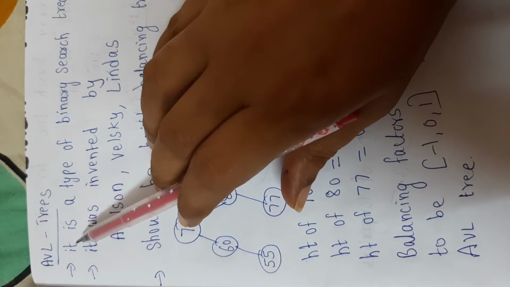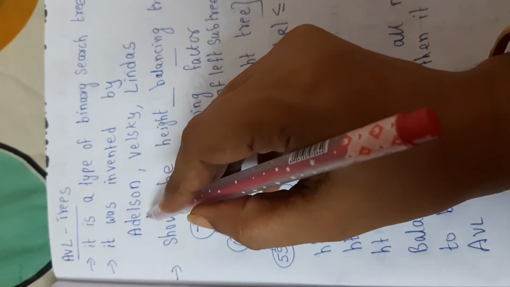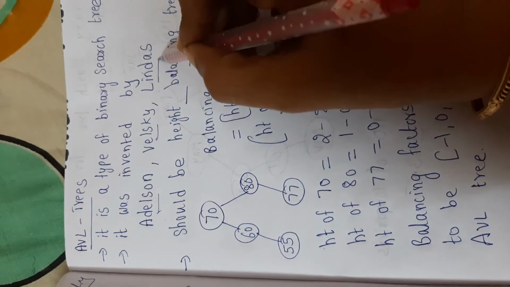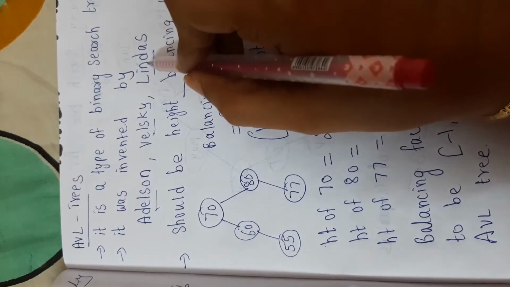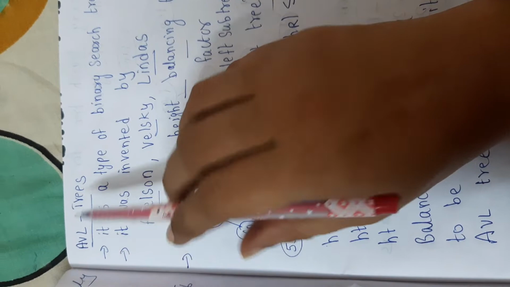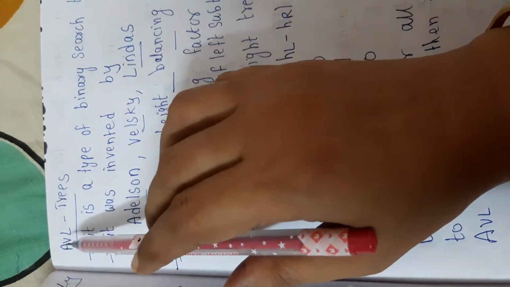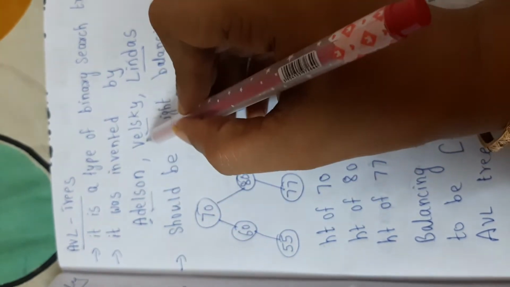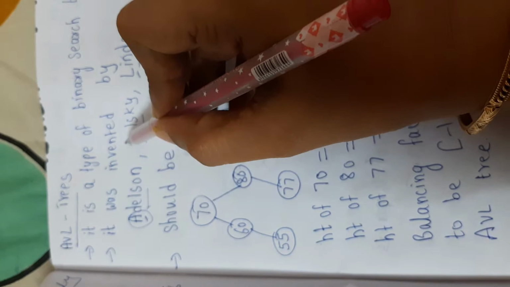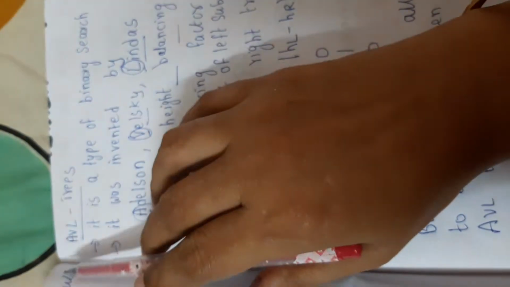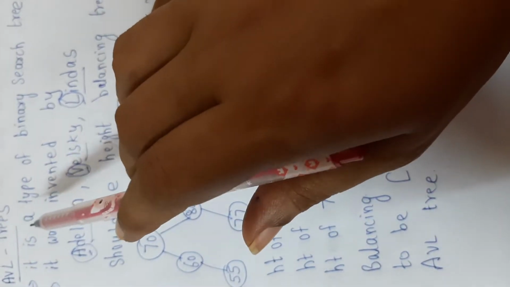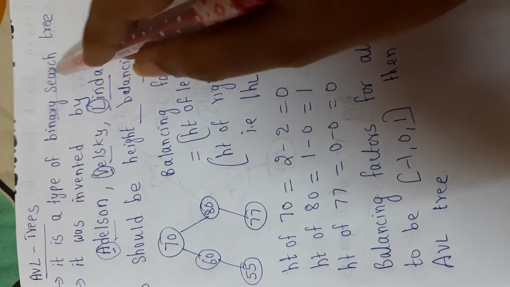The AVL tree was invented by three scientists, Adelson-Velsky and Landis. These are the three scientists who invented the AVL tree. It became AVL because of the first letters of the scientists' names. So this became the AVL tree. What is an AVL tree? It is a type of binary search tree.